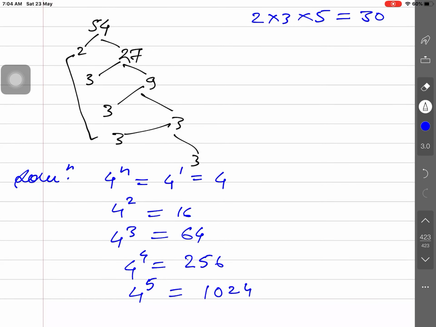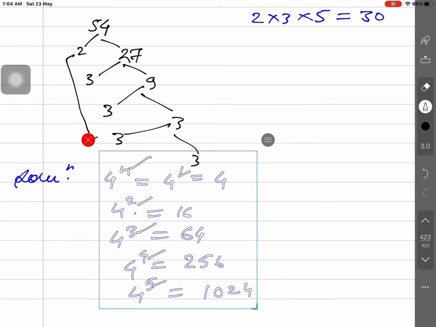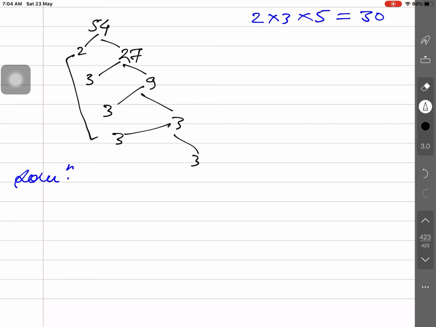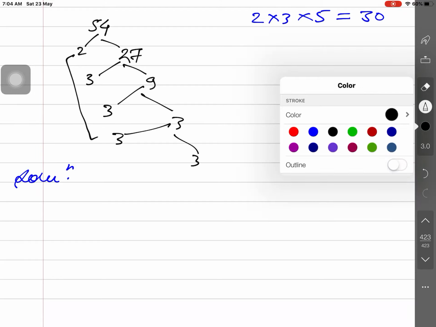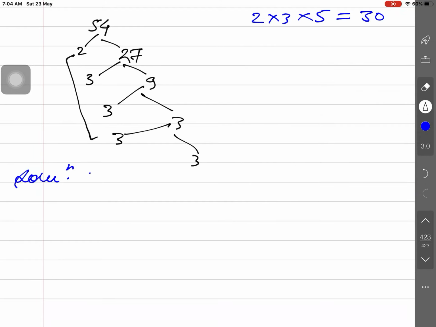So, we are increasing this: here 1, here 2, here 3, here 4, here 5, something else. He is saying that if I take 4 raised to the power n, is there any n for which that number, if we compose it, will end at 0?